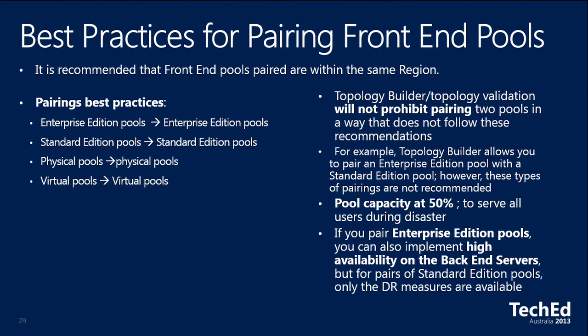We have two choices for your environment. One is that we size each one of the pools to service 100% of the users, meaning they're running at 50% capacity during normal operations. That ensures that when we do have a failover event, you will have a normal user experience once the users are activated on the remote side.